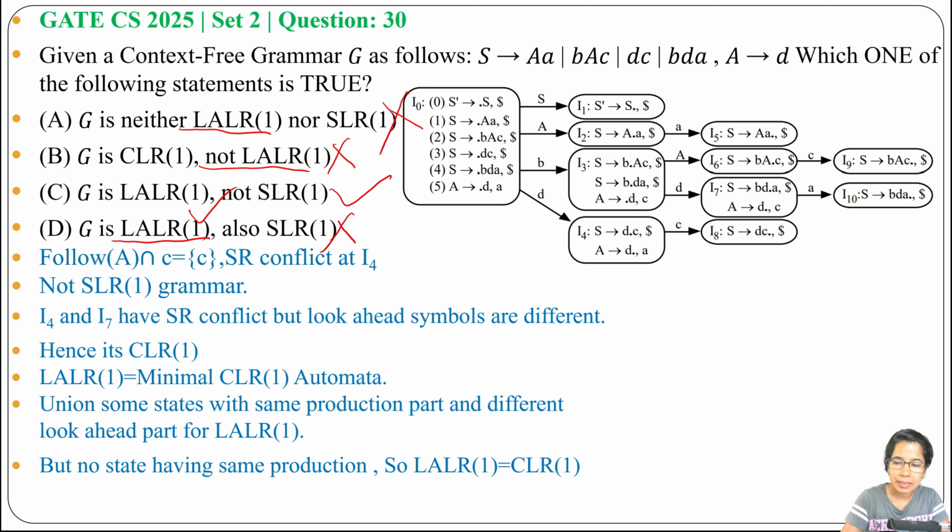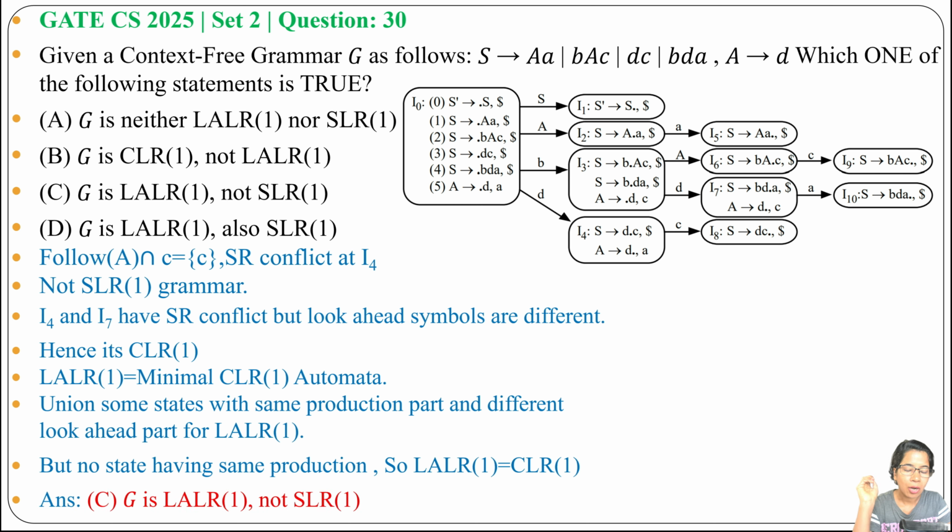In case of SLR, both these reductions will be written in the C column. So there will be a shift reduce conflict. But in case of CLR1 and LALR1, there is no conflict as the look ahead symbols are different. We are writing in the look ahead column. Hence the answer will be option C.